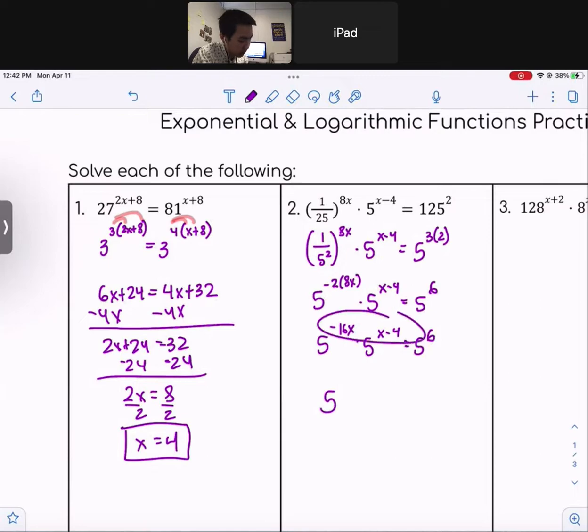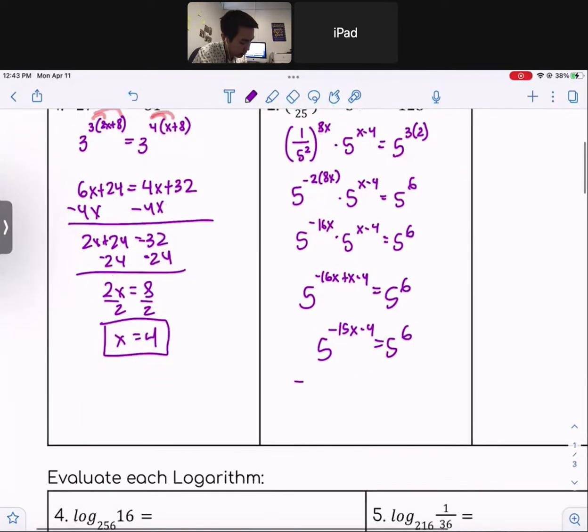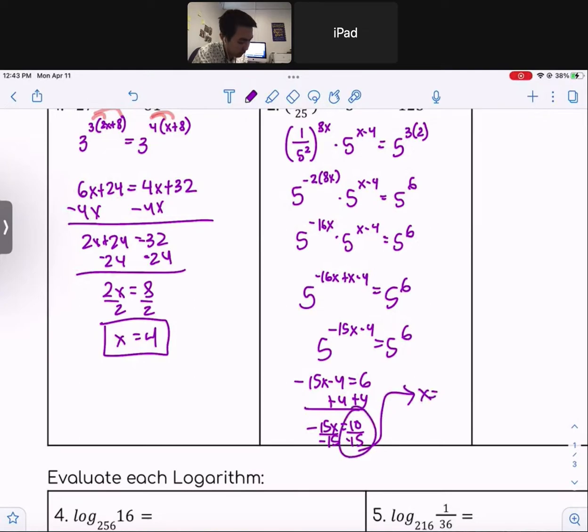And now we got to get this to just be one 5. So when we combine it, we just have to add the exponents together. So keep the same base: negative 16x plus x minus 4 equals 5 to the 6. So that's negative 15x minus 4 equals 5 to the 6, and then set the exponents equal to each other and solve for x. Add 4 to both sides, and divide both sides by negative 15. So we can divide top and bottom by 5, so x equals negative 2 thirds.